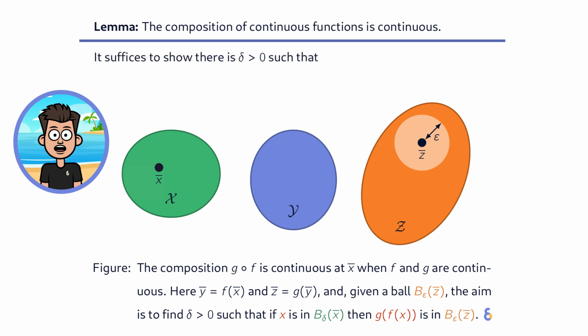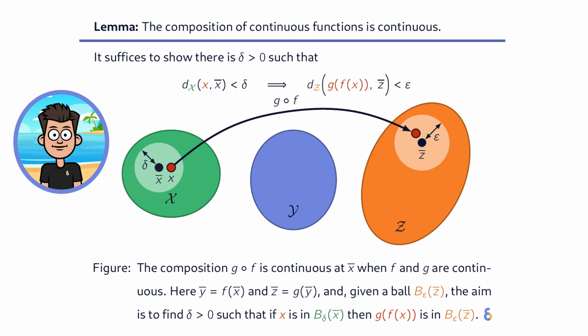By the definition of continuity, for the proof to be complete, it suffices to show there exists some positive delta such that if we make a ball about x bar of radius delta, then applying successively f and g to any point x in this ball will give us another point in the epsilon ball about z bar. Here this is shown by the red dots being mapped from the delta ball to the epsilon ball, and the g followed by a circle and then f just means we apply f and then we apply g.